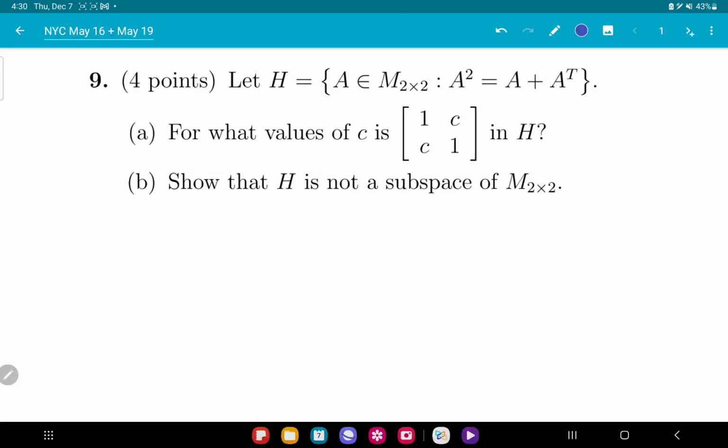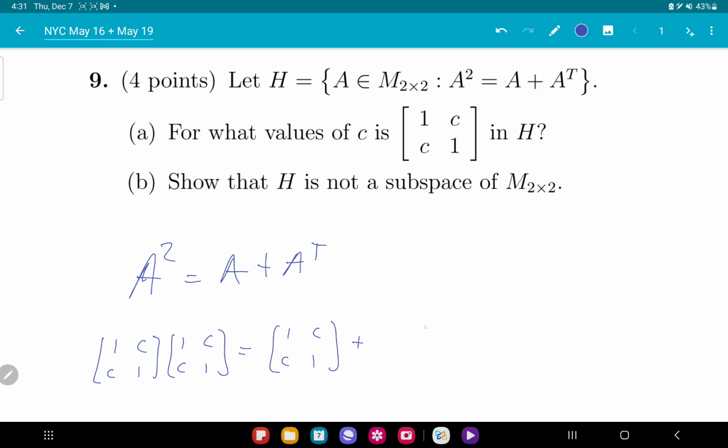So for what values does this guy pass this test? So A squared has to be A plus A transpose. So I plug this guy in for A and see what happens. So I get [[1, c], [c, 1]] squared, which is times it by itself, and I get [[1, c], [c, 1]] plus its transpose.